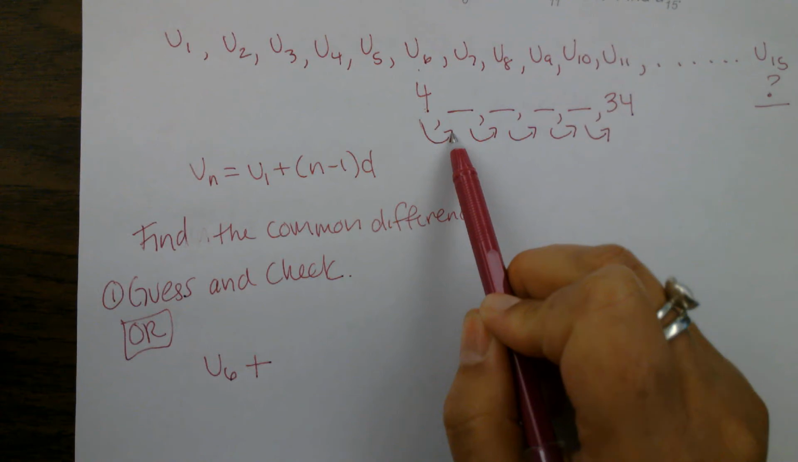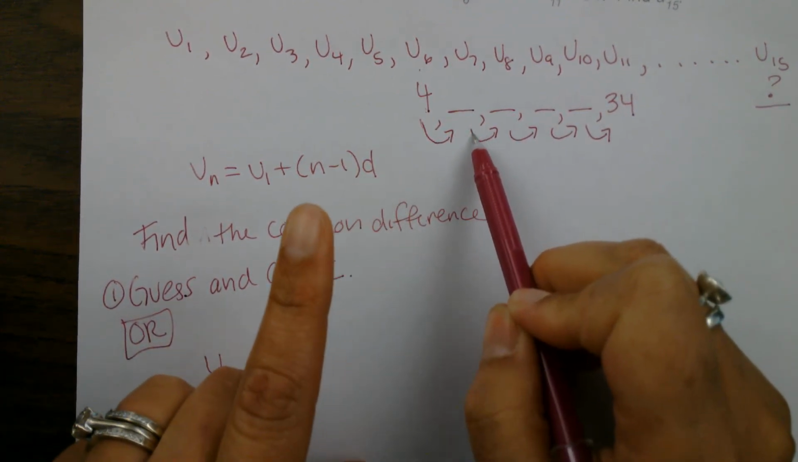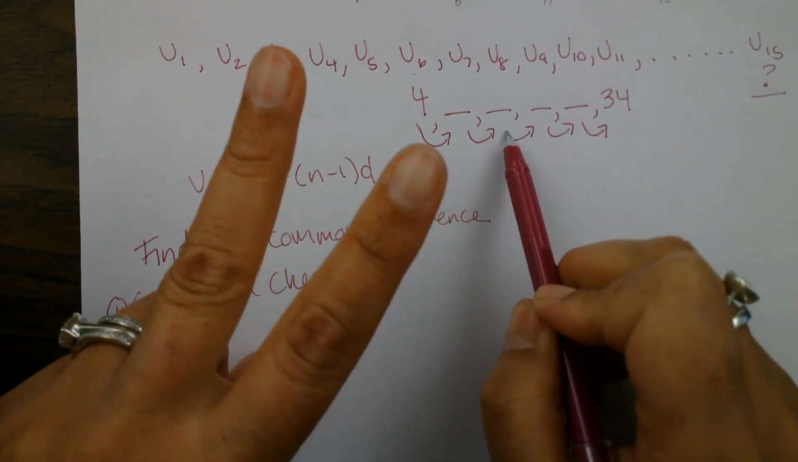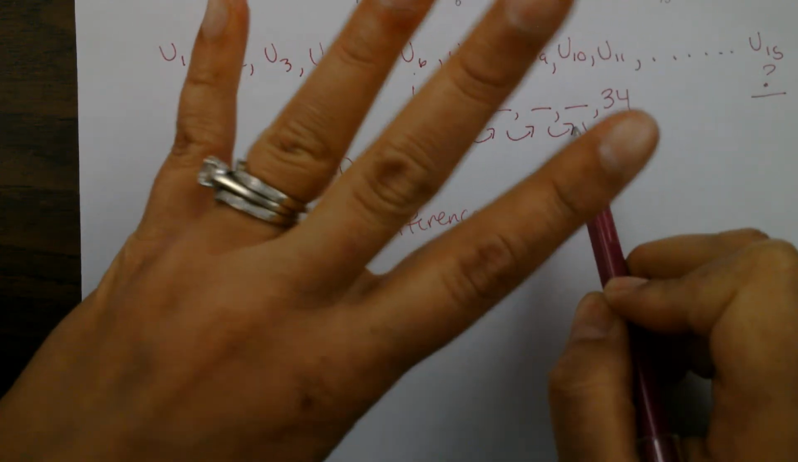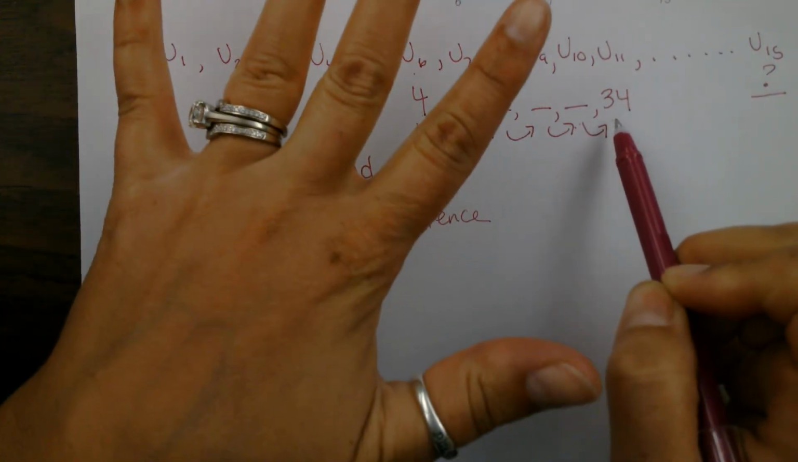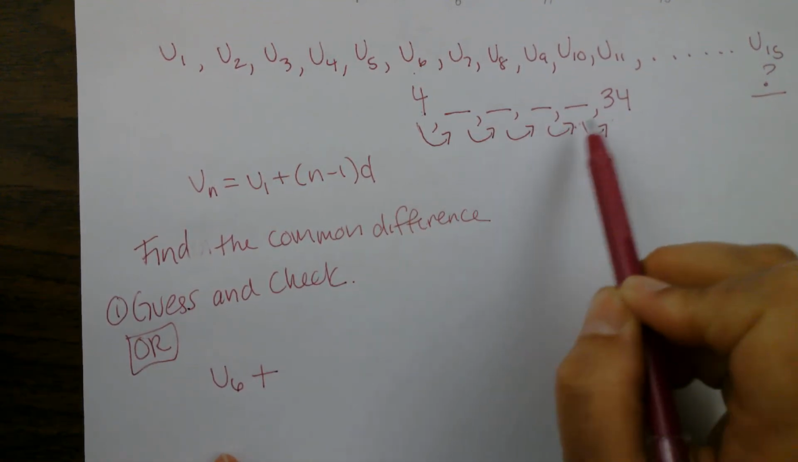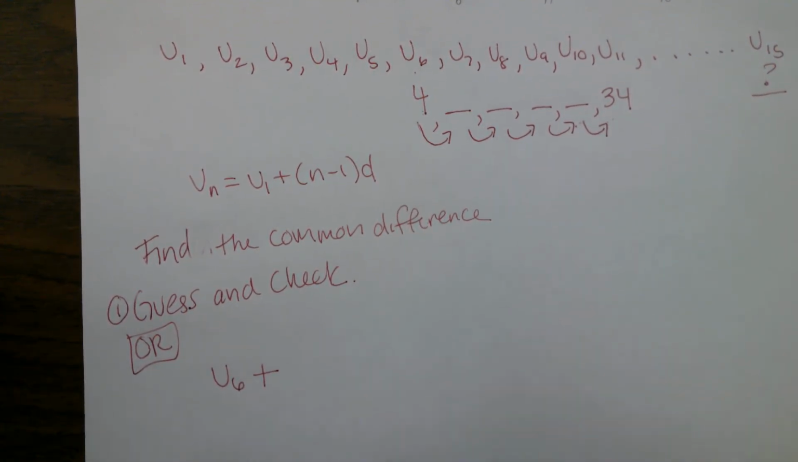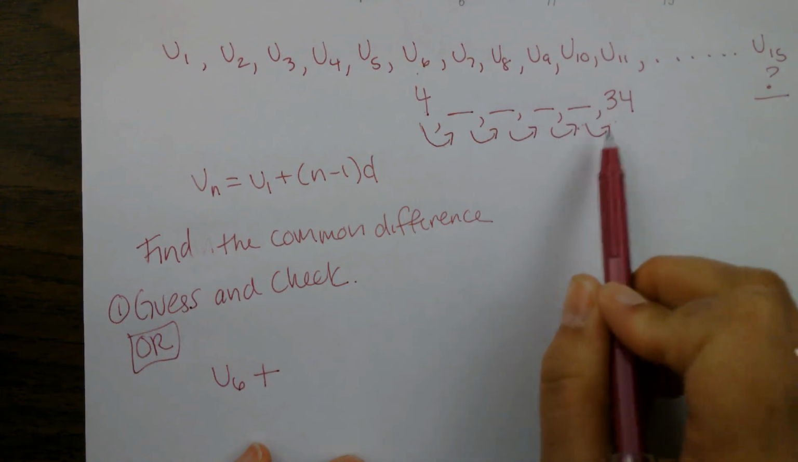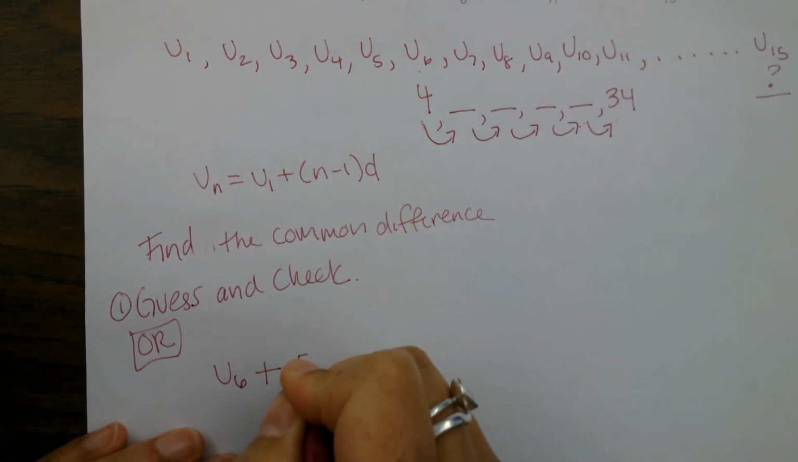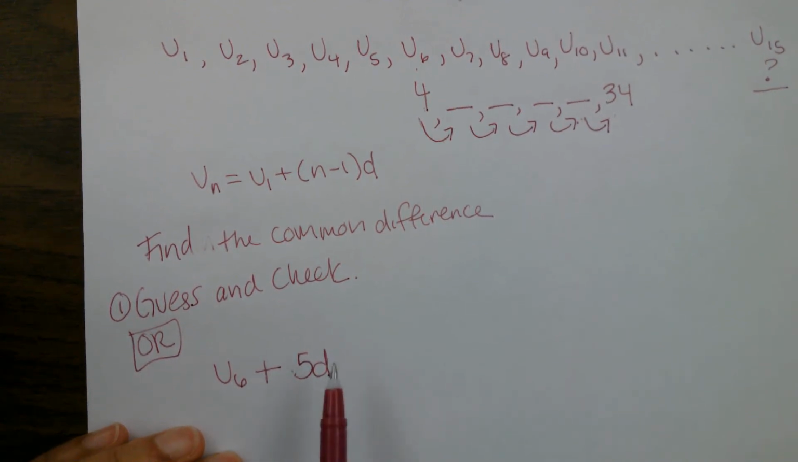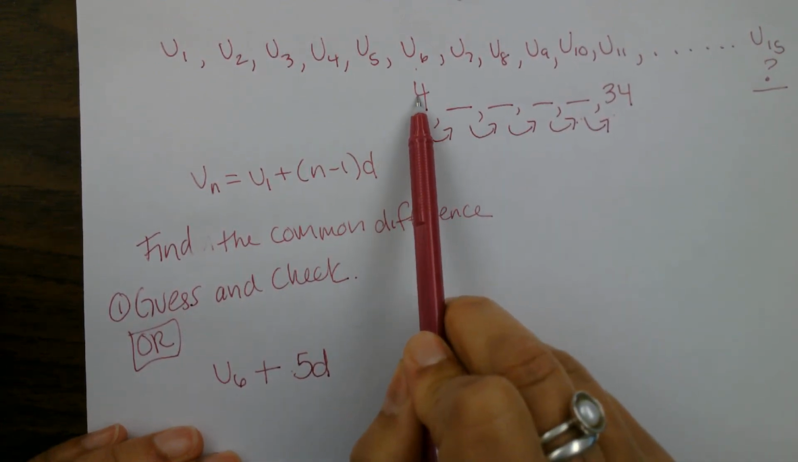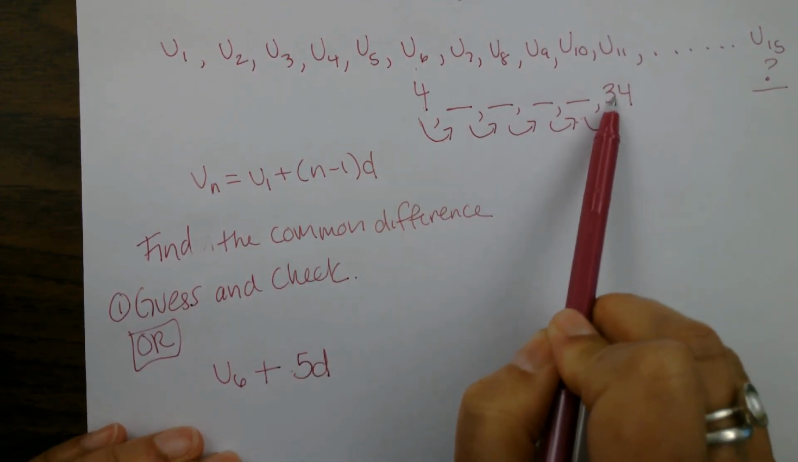We're going to have to add here 1. We're going to have to add here 2, 3, 4, 5. So how many times do we have to add the common difference? 1, 2, 3, 4, 5. So we're going to have to do 5 times the common difference, 5 times the common difference to get from 4 to 34.